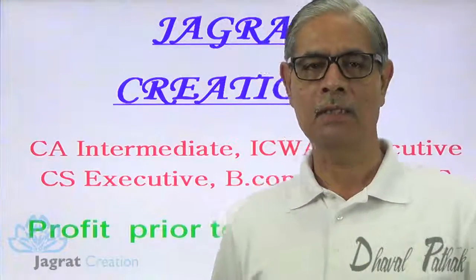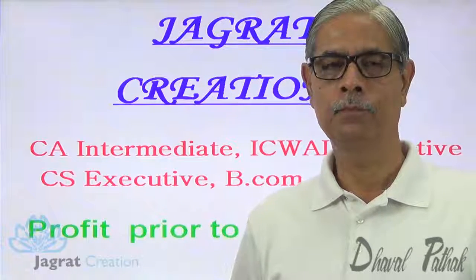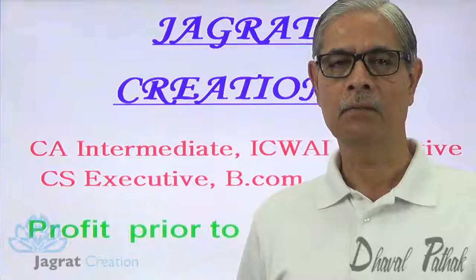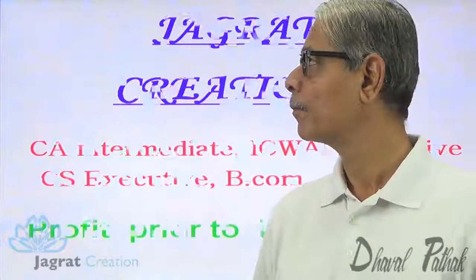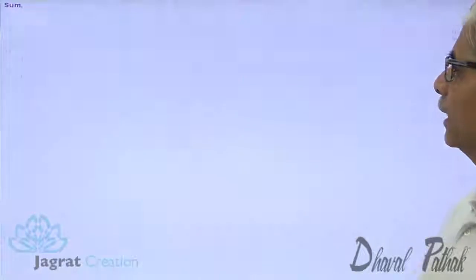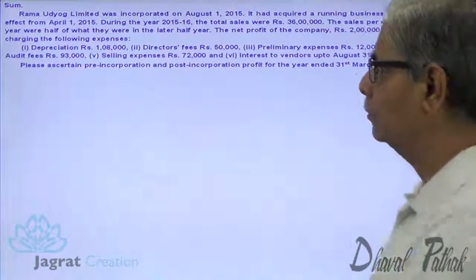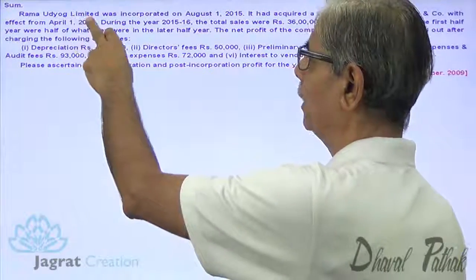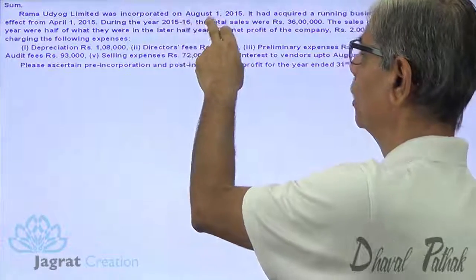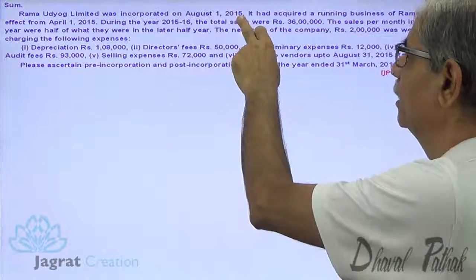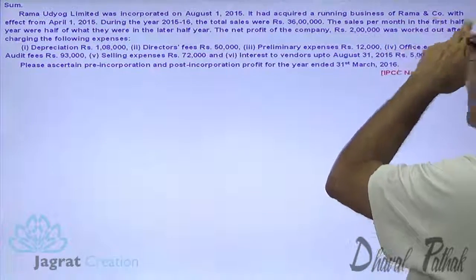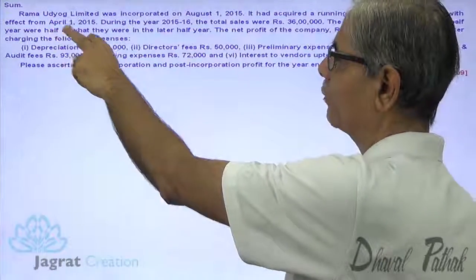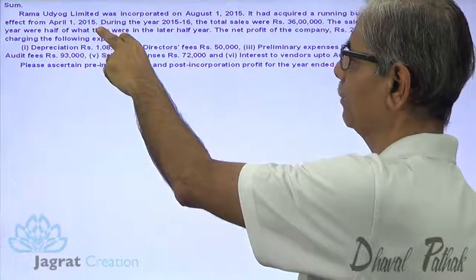I want to solve one sum here before you, that is on profit prior to incorporation. Observe the sum on the screen. Ram Udyog Limited was incorporated on August 1, 2015. It had acquired a running business of Ramayana Company with effect from 1st of April 2015.